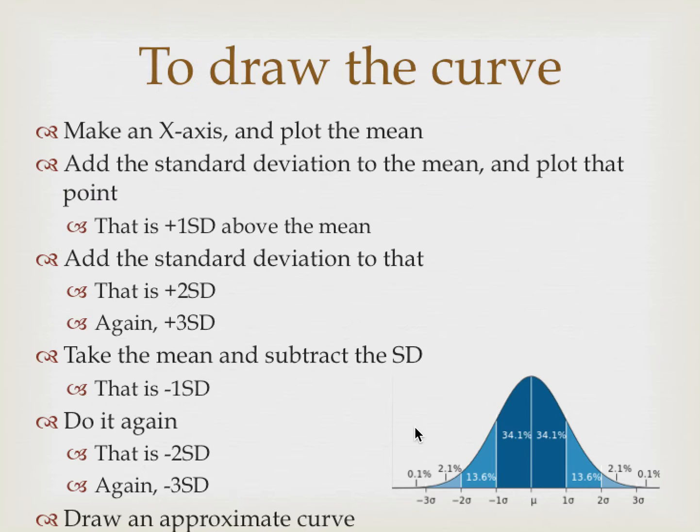So let's just go back a little bit in the slide, and you can see, here you go. Make an x-axis, you plot the mean, add the standard deviation to the mean and plot that point, which would be here. And that is 1 standard deviation above the mean. Add another for 2 and 3. Then you take the mean and subtract the standard deviation. That's 1. Do it again for 2 and 3. And then you draw your approximate curve. That's how you draw the curve.